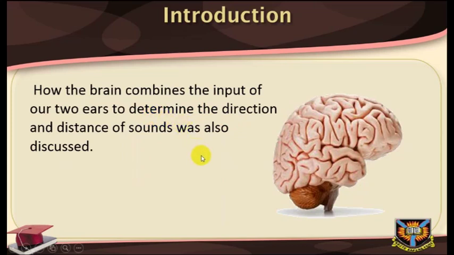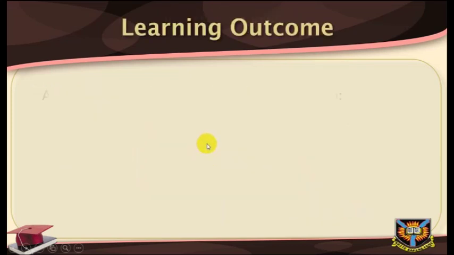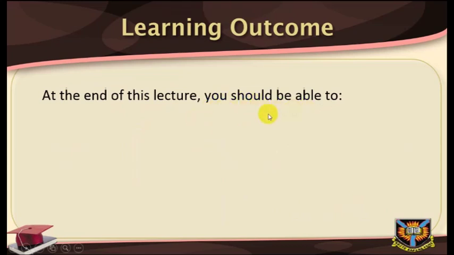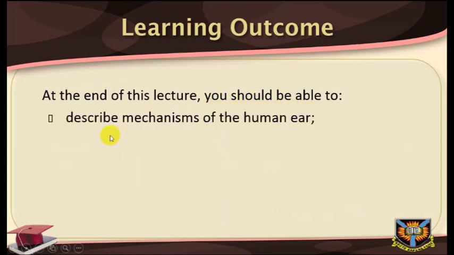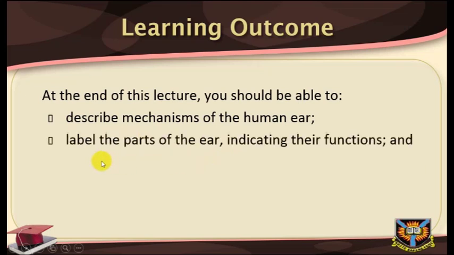Objectives. At the end of this lecture, you should be able to: 1. Describe the mechanisms of the human ear. 2. Label the parts of the ear, indicating their functions. And 3. Explain the mechanism of hearing.